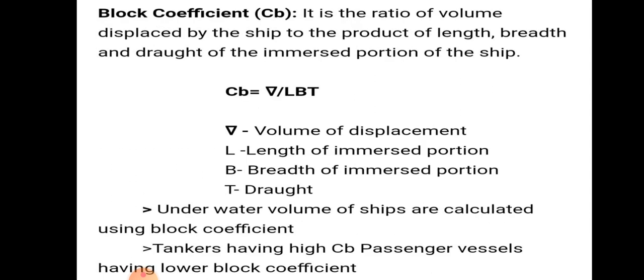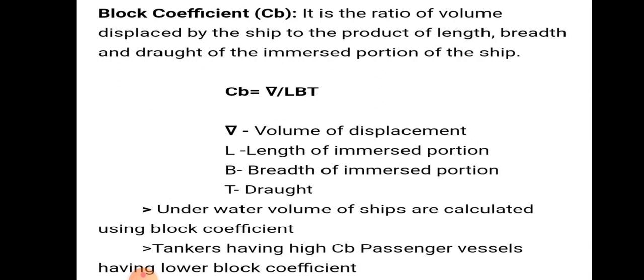Block coefficient is the ratio of volume displaced by the ship to the product of length, breadth and draft of the immersed portion of the ship. CB is equal to delta divided by L into B into T. Underwater volume of a ship is calculated using the block coefficient. Tankers have a high block coefficient, passenger vessels have a lower block coefficient.